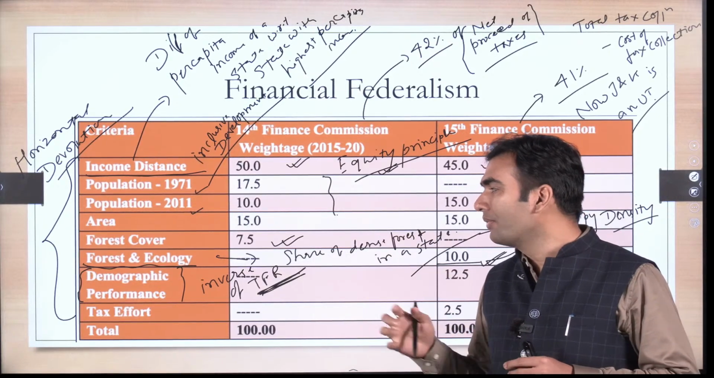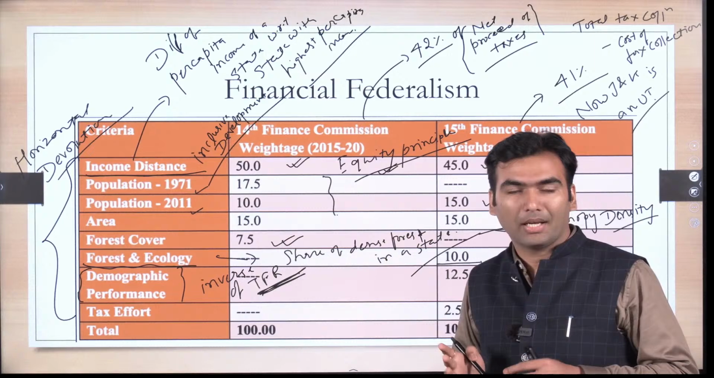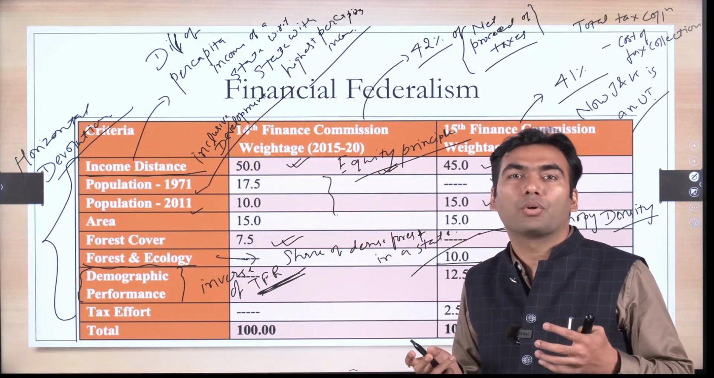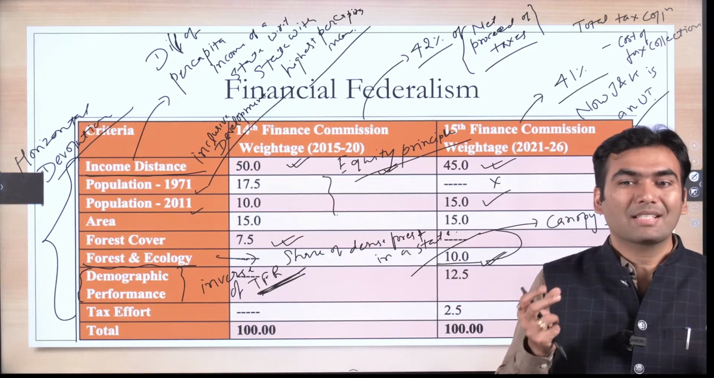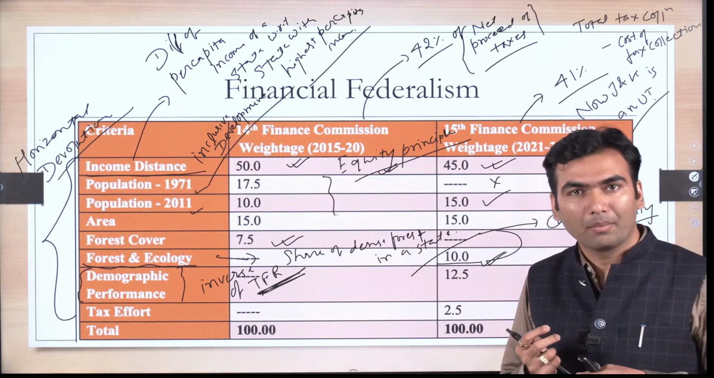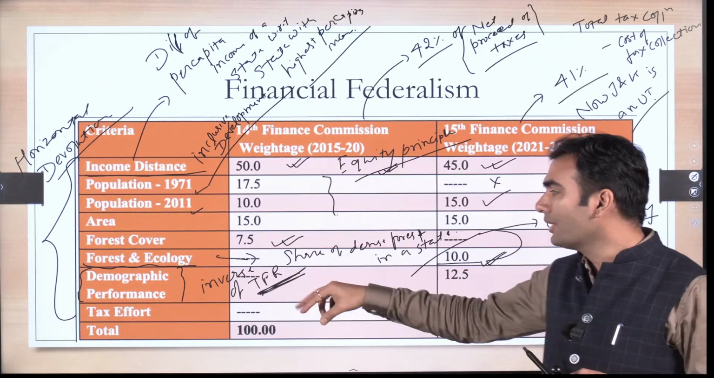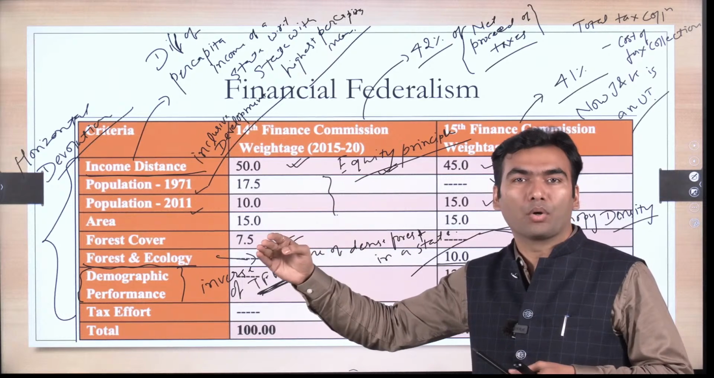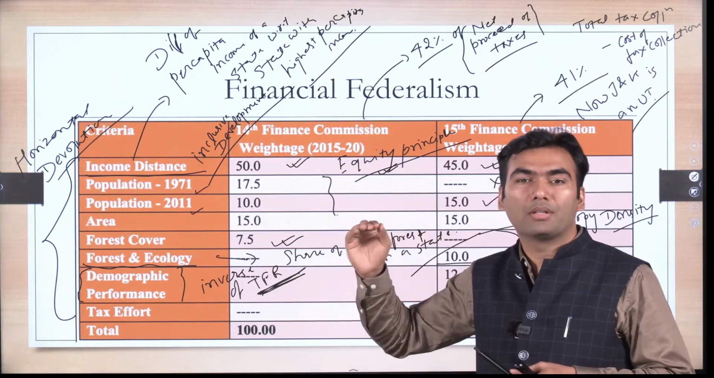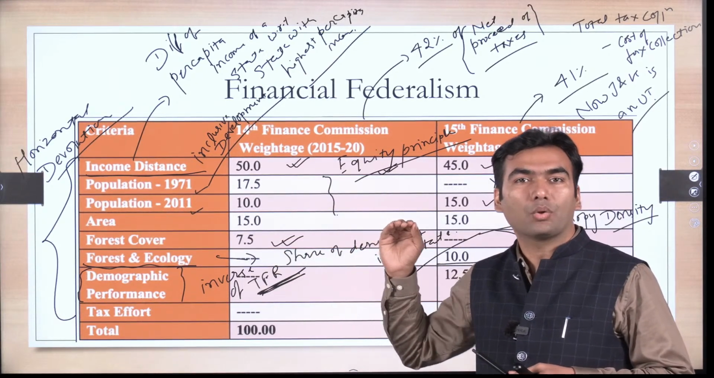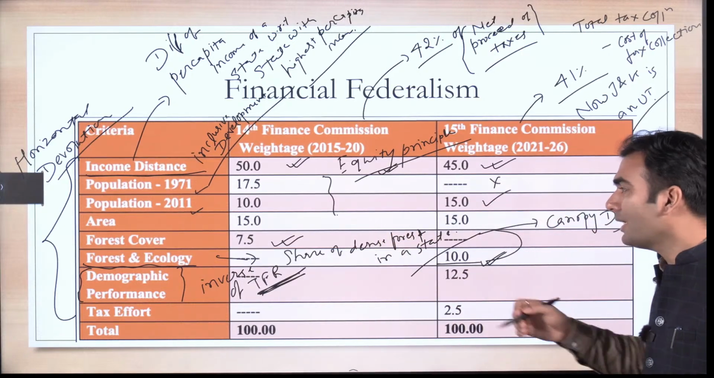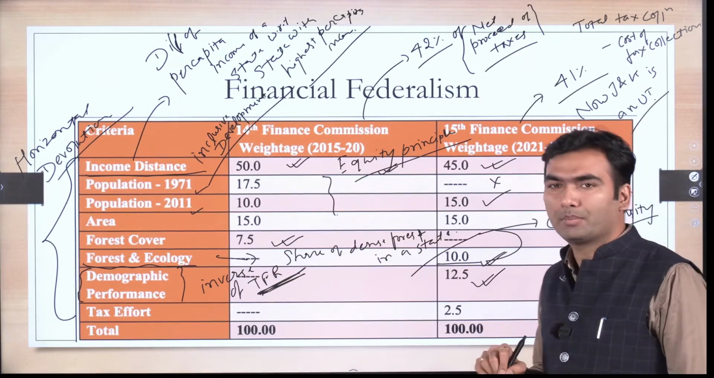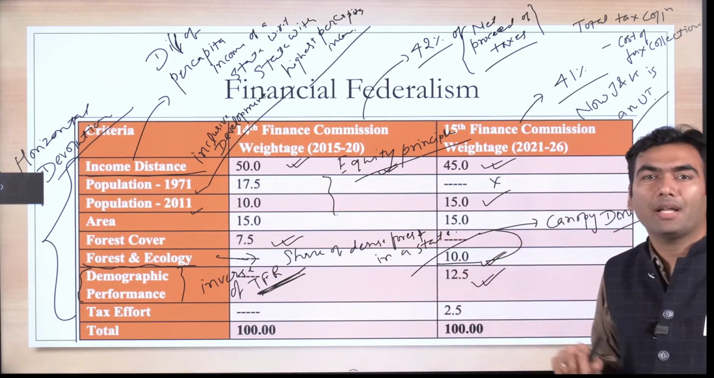So we want to discourage those kinds of states, and those states which are doing good work, their performance we want to reward, if you are successfully implementing the population control measures. So in the case of the inverse of TFR, the states which have less TFR would be getting more money. So these are the states which are good at implementing population control measures. Now this is a new criteria that has been introduced, and it has been given a weightage of 12.5%. Now why has this new criteria been introduced?